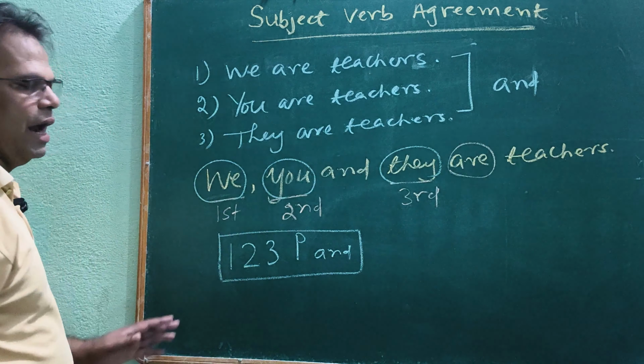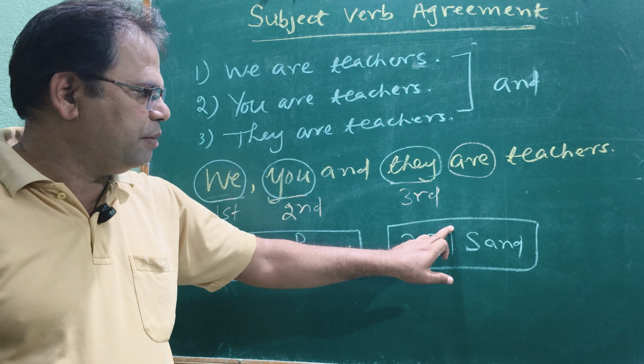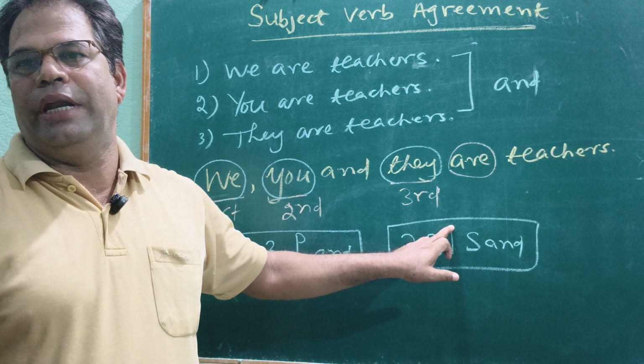Remember, when the pronouns are singular, the order must be second person, then third person, then first person, if connected with and only. And if the pronouns are plural, then first person, then second person, then third person when connected with and. So remember these two formulas. First one is 1, 2, 3, 123 pants and 231 sand. This is the order of pronouns when connected with and only.